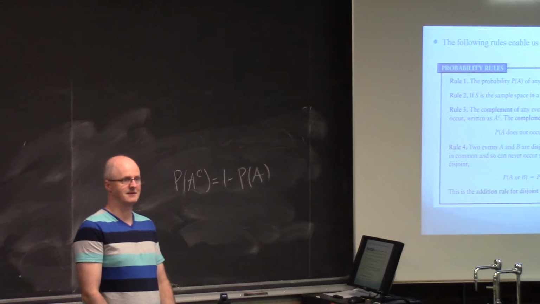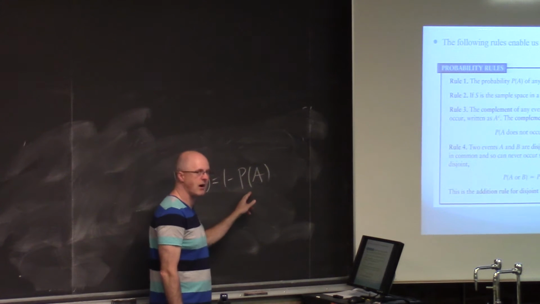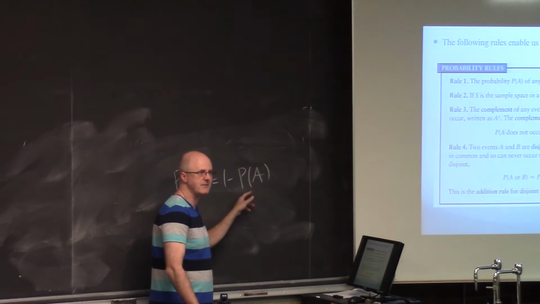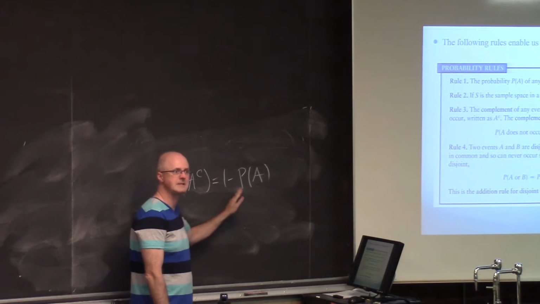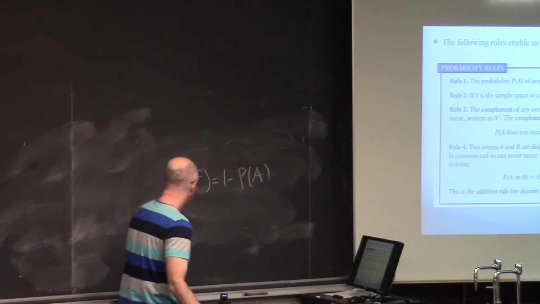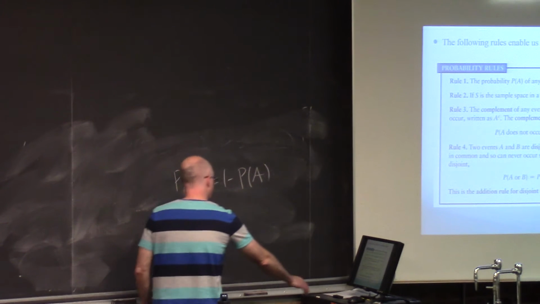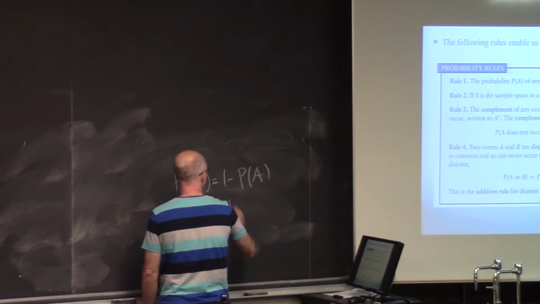It's the opposite event. If A is the event that it's raining tomorrow, the probability of A might be 0.2. Its complement would be the event that it does not rain tomorrow, and its probability would be 1 minus 0.2, 0.8. It's a very intuitive equation. It's symmetric also.